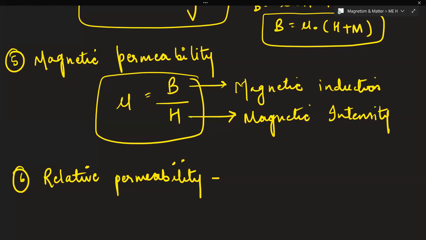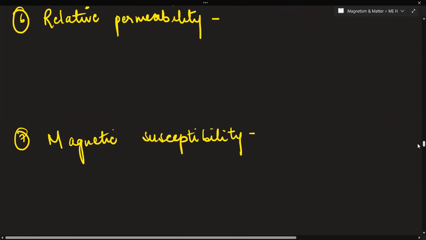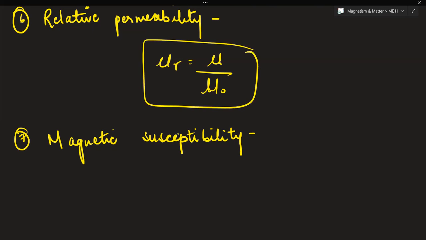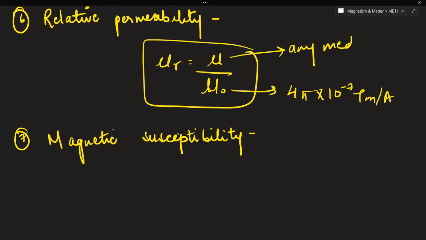Then you have relative permeability. Relative permeability we have already discussed when we were discussing Biot-Savart. So remember, relative permeability is the ratio of the permeability of any medium divided by the permeability of air or vacuum. The vacuum value is 4 pi into 10 to the power minus 7 Tesla meter per ampere, and this is for any medium. And this is the comparison of these.